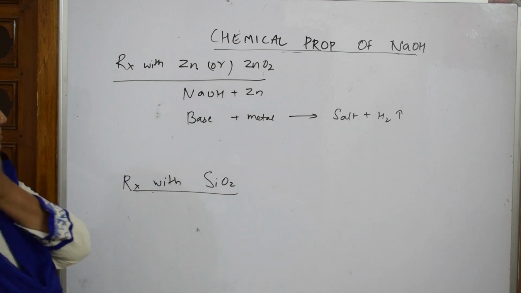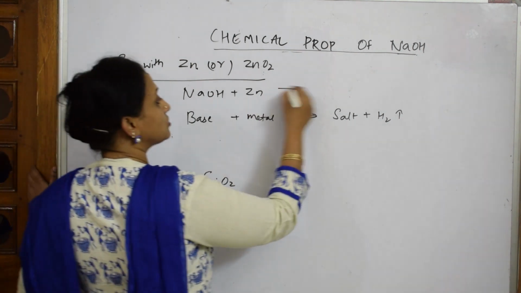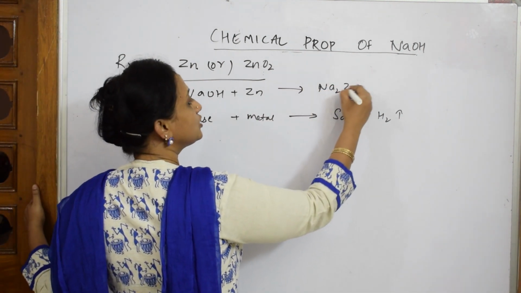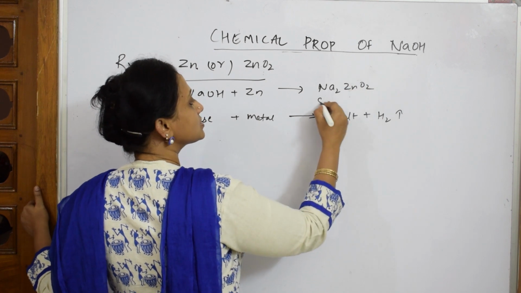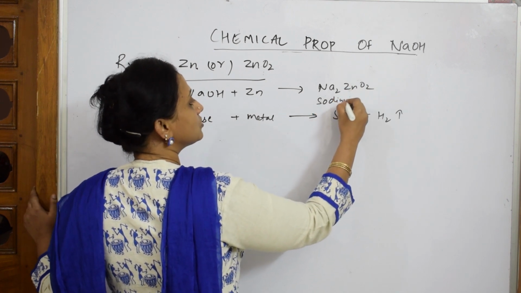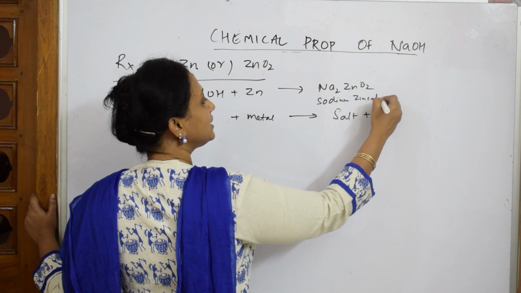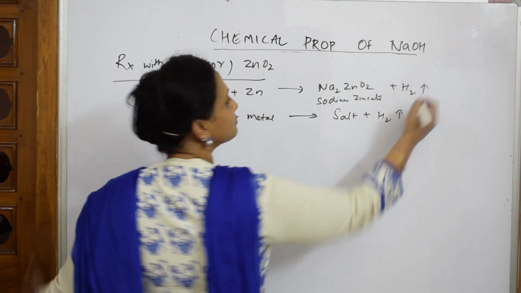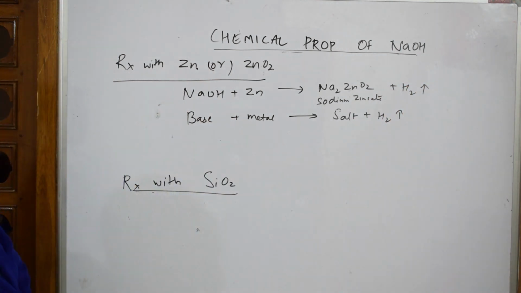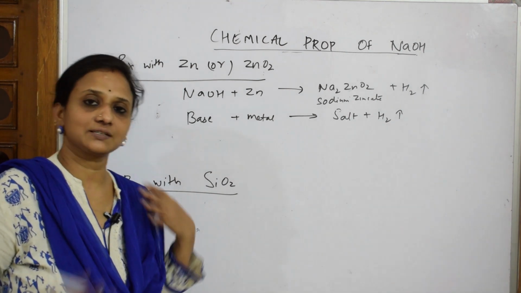So here when sodium hydroxide reacts with zinc, it's going to form a salt, sodium zincate, Na2ZnO2. This is called sodium zincate, and hydrogen gas as usual. Simple reaction, isn't it? So they may give you the product and ask you to identify it.